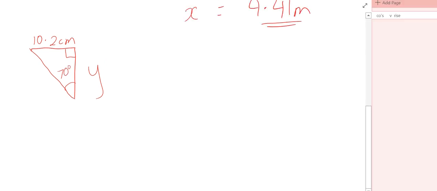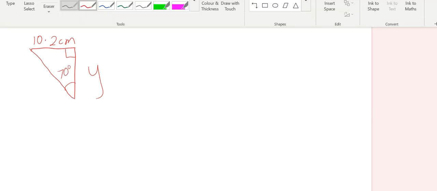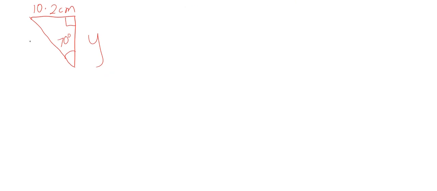Okay, we've got this triangle here. Got a right angle triangle. We know that this is 10.2 centimeters, and this is y, and this is 70 degrees. So again, step 1, let's look at labeling our triangle. We've got the hypotenuse here, this is the adjacent, and the side opposite the angle is the opposite. So using that, we're looking at these two, which is tan, so we write out our initial equation.